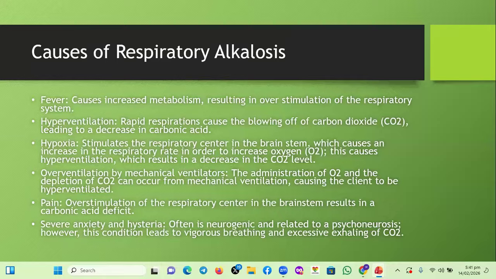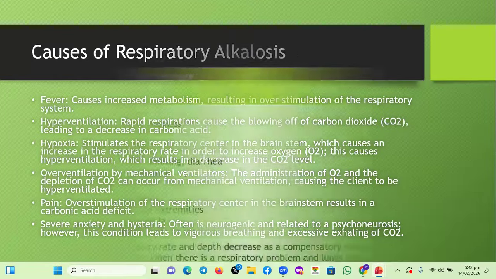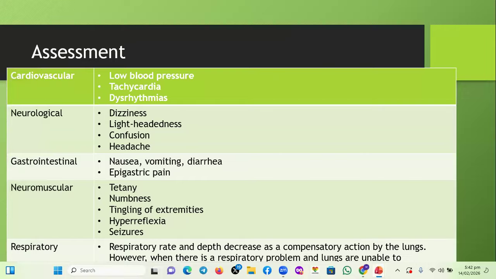If you have severe anxiety and hysteria, we were nurses. We've cared for people who are exhibiting hysteria. They tend to want to breathe faster, and then that can lead to the excess exhaling of what we call carbon dioxide. So look at things that cause an individual to bring out more carbon dioxide. Those are the things that cause what we call respiratory alkalosis. It will cause the total carbon dioxide in the system to be depleted.